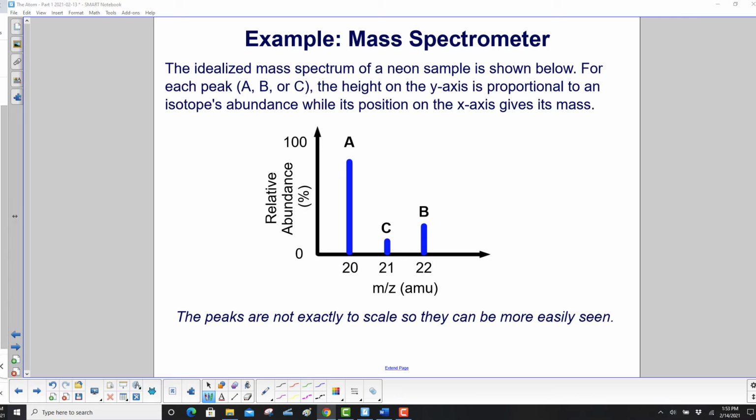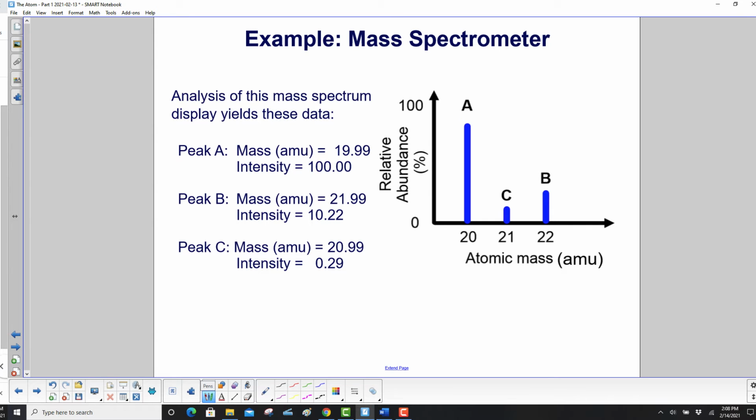The idealized mass spectrum of a neon sample is shown below. For each peak, A, B, and C, the height on the y-axis is proportional to an isotope's abundance, while its position on the x-axis gives its mass. The peaks are not exactly to scale, so they can be more easily seen. Analysis of this mass spectrum display yields these data.